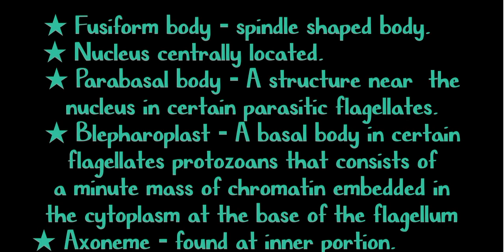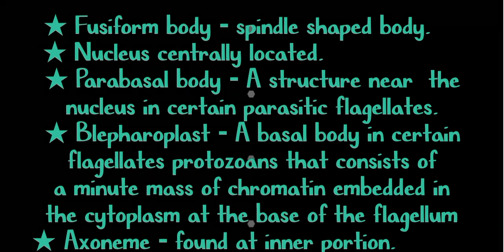Fusiform body, a spindle-shaped body, with the nucleus centrally located. Parabasal body, a structure near the nucleus in certain parasitic flagellates. Blepharoplast, a basal body in certain flagellates, protozoans that consist of a minute mass of chromatin embedded in the cytoplasm at the base of the flagellum. Axoneme, found at the inner portion.